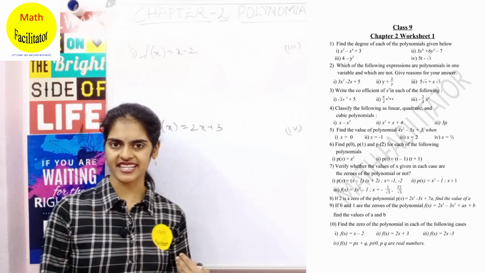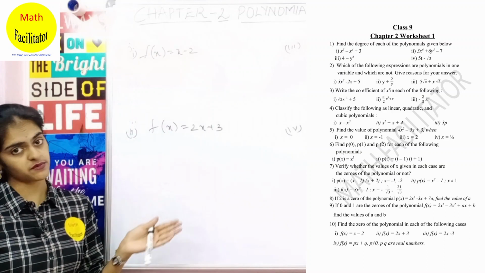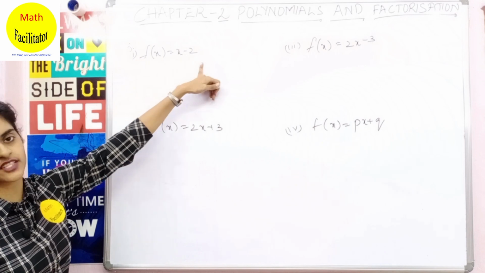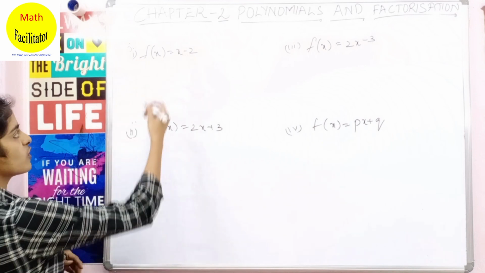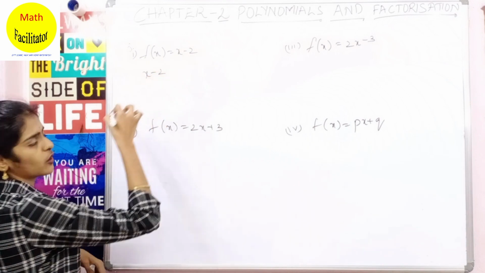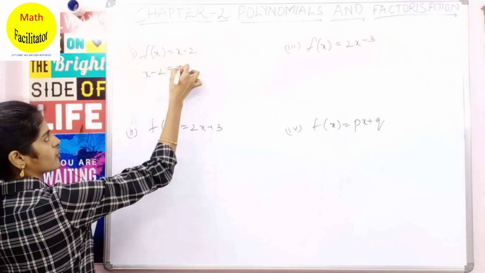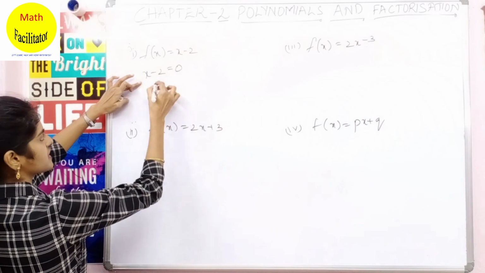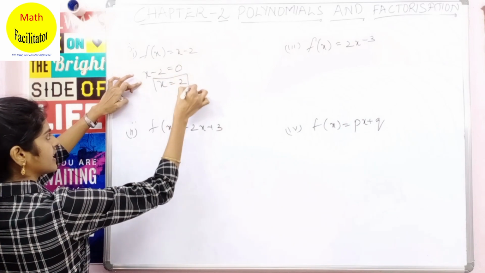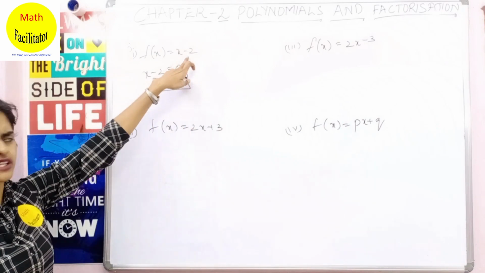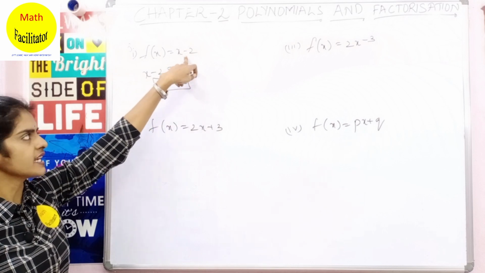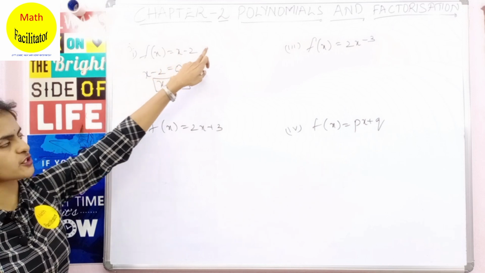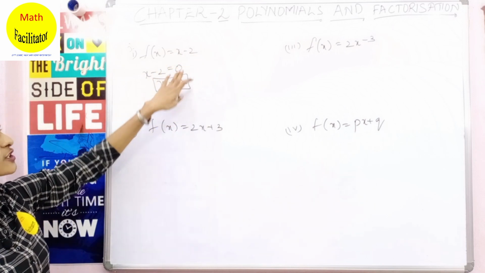Moving on to the next question, you have to find the zeros of these polynomials. The first polynomial which is given is f of x is x minus 2. It's a linear polynomial, so we have learned that for a linear polynomial you can directly equate this polynomial to 0 to get the zero of the polynomial. So x minus 2 equal to 0, so x is 2. Clear? So 2 is a zero of this polynomial. If you substitute 2 also, you can check that this value should become 0. So substituting 2 here, it is 2 minus 2, 0. Clear? So 2 is a zero of this polynomial.